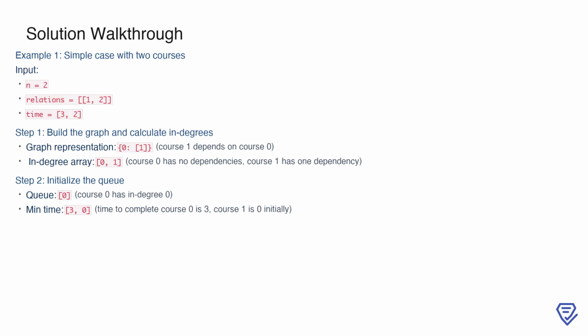Alongside the graph, we calculate the indegrees for each course. The indegree array shows that course 0 has no prerequisites, while course 1 has one prerequisite. Next, we initialize the processing queue with all courses that have an indegree of 0, which in this case is just course 0. We also set up a minimum time array, starting with the time to complete course 0 as 3 and initializing the time for course 1 as 0 since we haven't processed it yet.